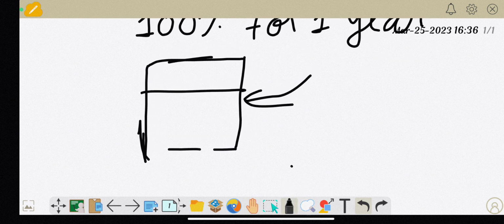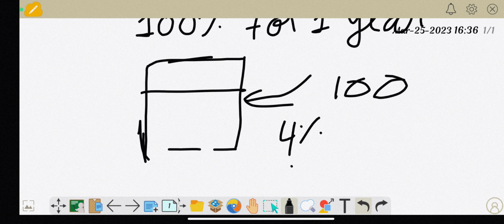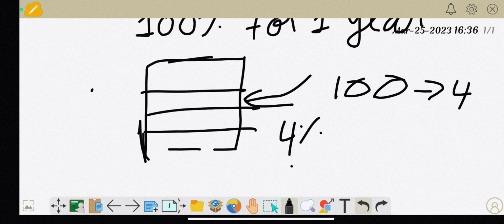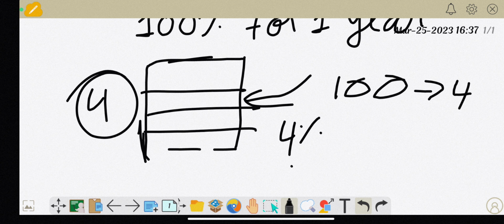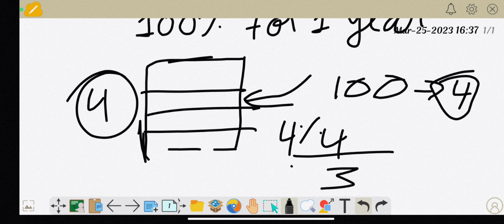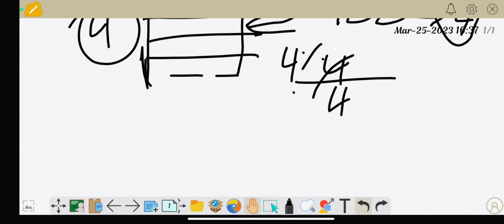If I am depositing 100 rupees, and the bank's interest rate is 4%, then I will earn 4 rupees per annum, correct? If they compound quarterly, whatever interest I am getting is 4 divided by 4, so after 3 months I will get 101 rupees.